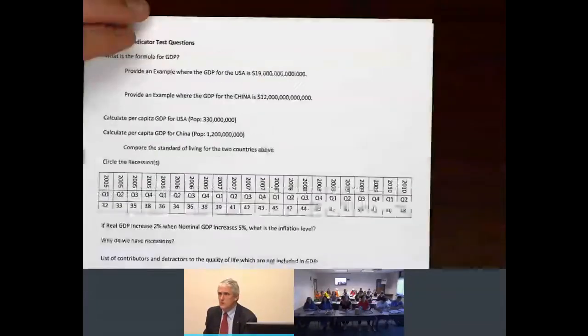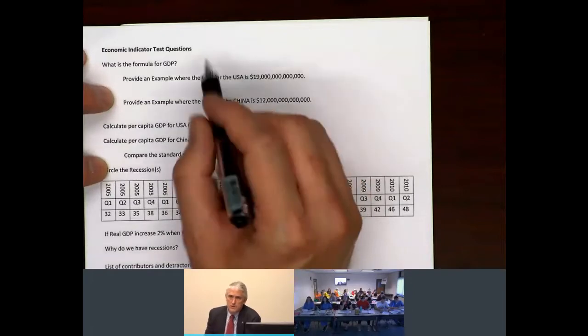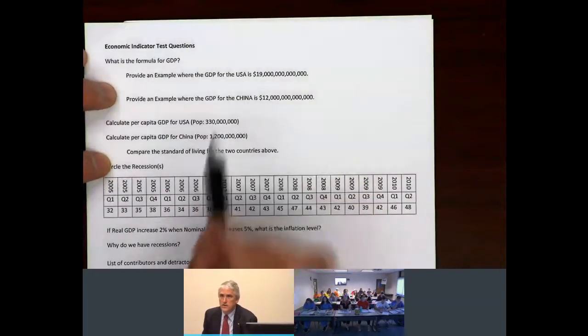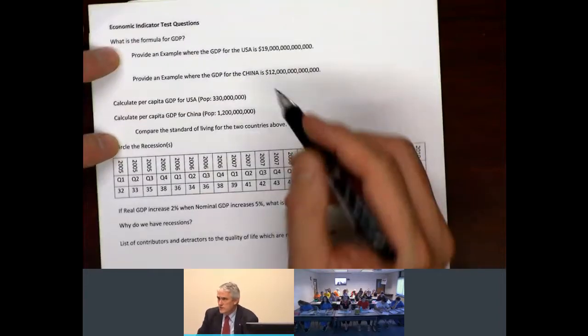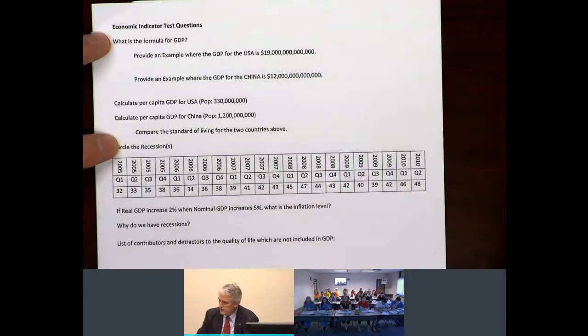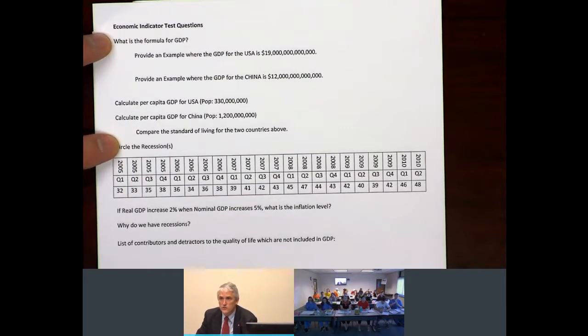Let's take a look at a couple questions. Now, this isn't actually a test question. I say it's an economic indicator test question, but I posted this to Blackboard so you can have your own copy and print it up. So if you want to just take some notes along here, I think that you'll be able to get an idea of the type of questions and the nature of what I'm testing you for in future questions.